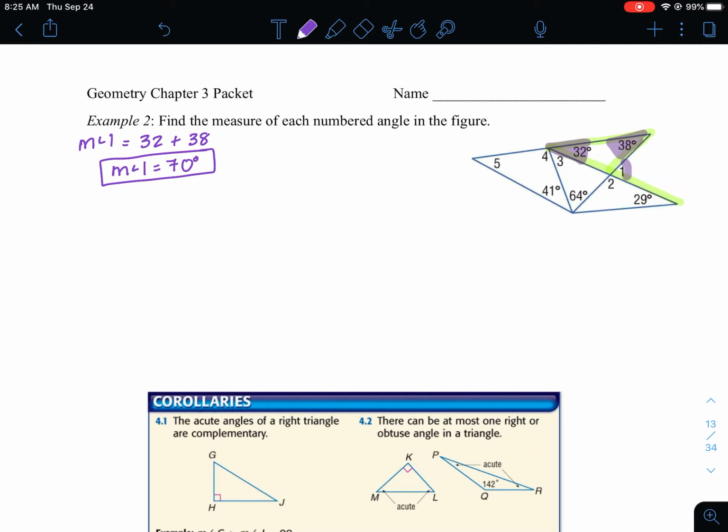So I'm just going to continue going in order. So now we're going to look at the measure of angle 2. So the measure of angle 2, I see it right beside the measure of angle 1. And I see that combined they form that straight line. And a straight line is 180 degrees. And if the measure of angle 1 was 70, we're going to do 180 minus 70. And we find that the measure of angle 2 is 110 degrees.